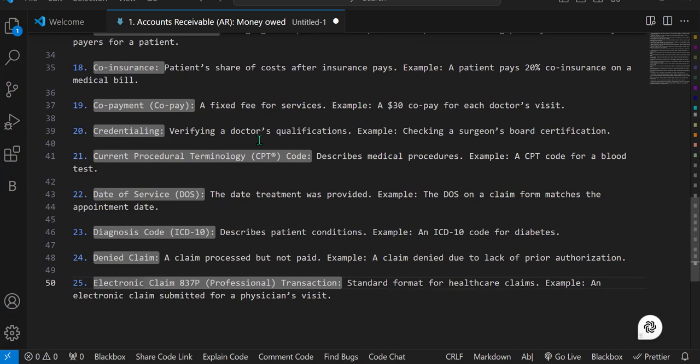Electronic claim: a professional transaction, the standard format for healthcare claims. Example, an electronic claim submitted for a physician visit.